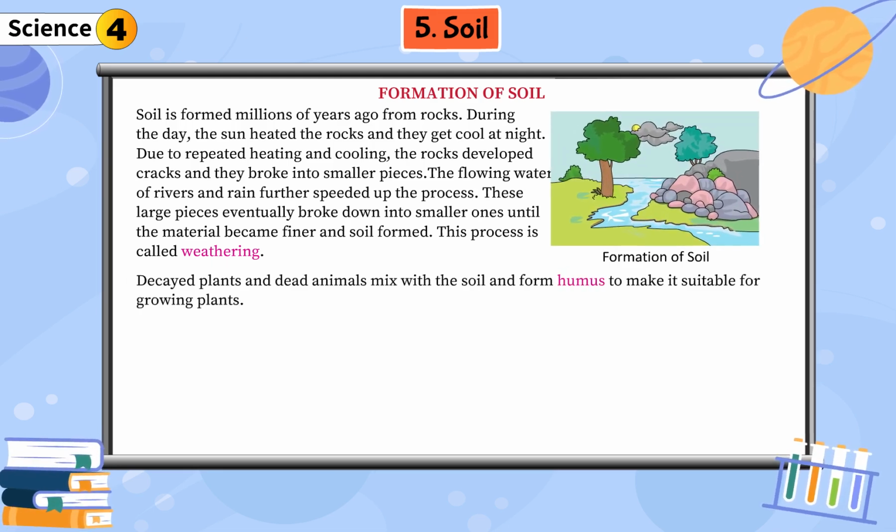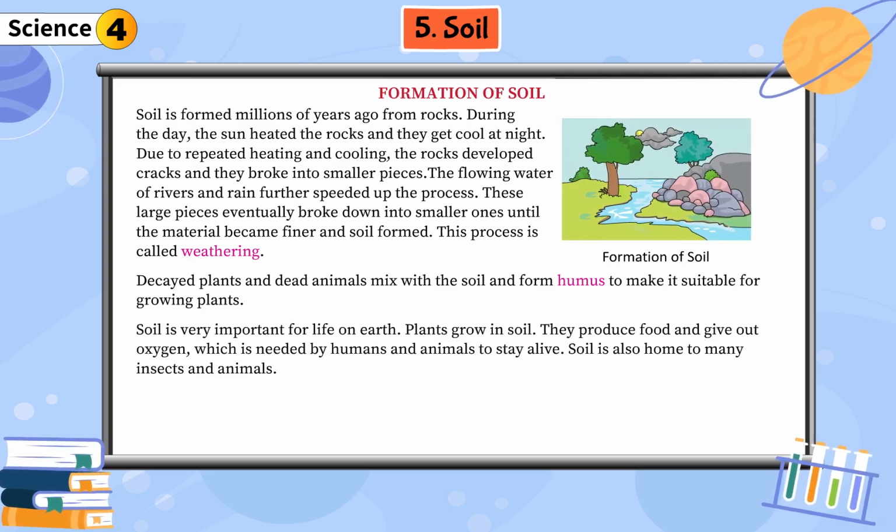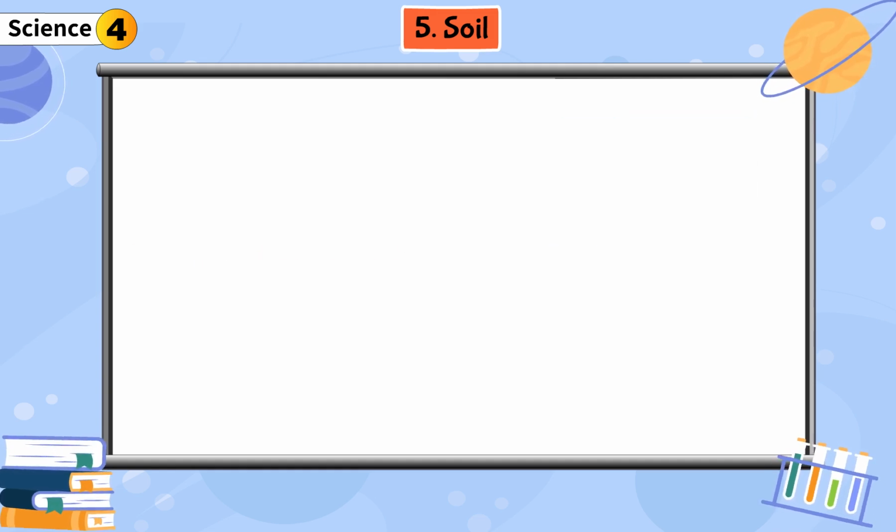Decayed plants and dead animals mix with the soil and form humus to make it suitable for growing plants. Soil is very important for life on Earth. Plants grow in soil. They produce food and give out oxygen, which is needed by humans and animals to stay alive. Soil is also home to many insects and animals.